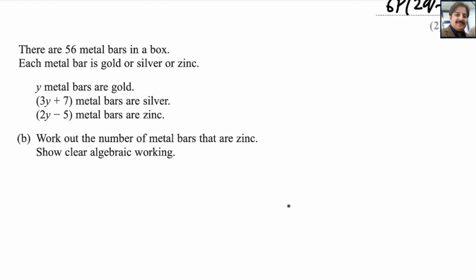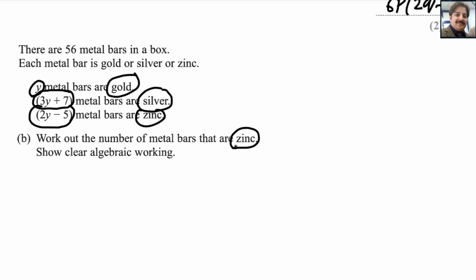There are 56 metal bars in a box. Each metal bar is gold or silver or zinc. Y metal bars are gold. 3y plus 7 is silver. And 2y minus 5 is zinc. Work out the number of metal bars that are zinc. So you need to find this. And total metal bars are 56.